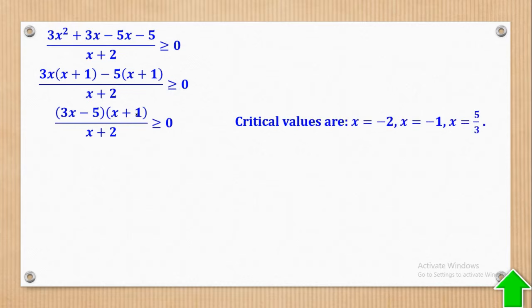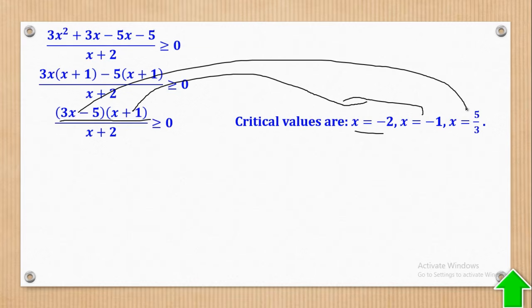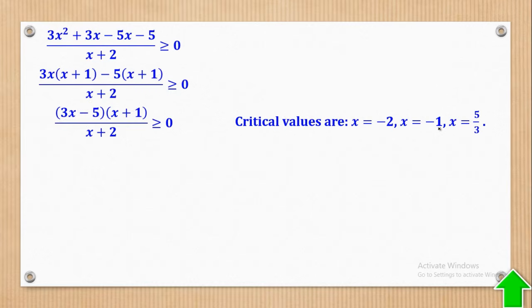Now for the critical values, we said equate this one to 0, and separately also equate this one to 0. When I equate this one to 0, I'll come up with x equal to -2, which is this. Then equate this one to 0, I'll come up with x equal to -1, and for this one I'll come up with x equal to 5/3. Now that is what we call the critical values.